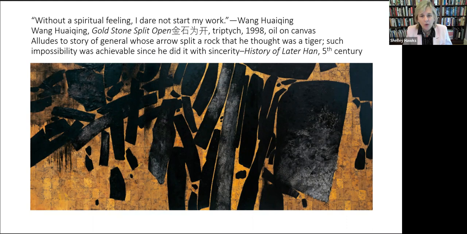The title, Gold Stone Split Open, refers to a story from the Han Dynasty of a general who shot his arrow into what he thought was a sleeping tiger. On closer inspection, he realized that it was a boulder and his arrow had shot clean through it. So amazed, he backed up and he tried several more arrows, but they could not pierce the rock. So the moral of the story is that only an arrow shot with sincerity could split the boulder.